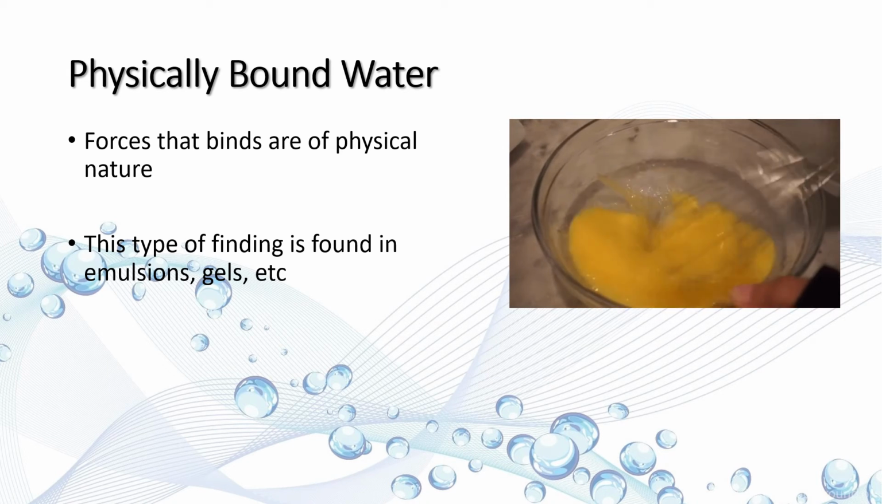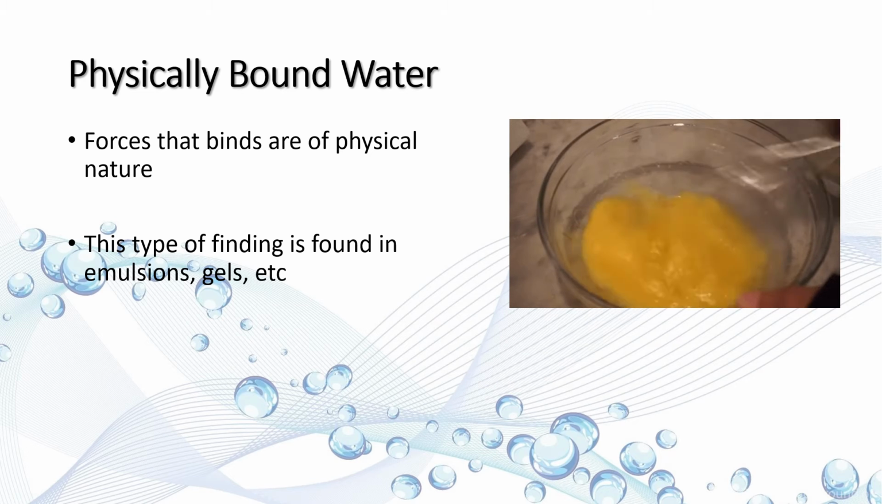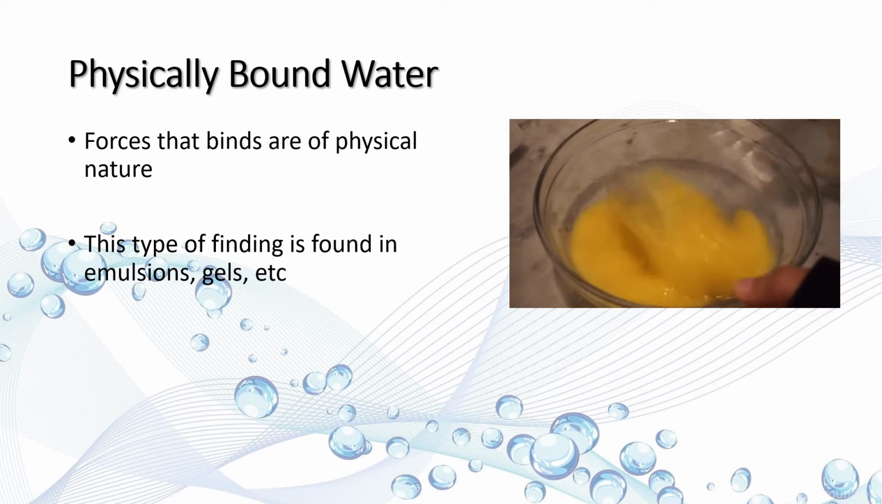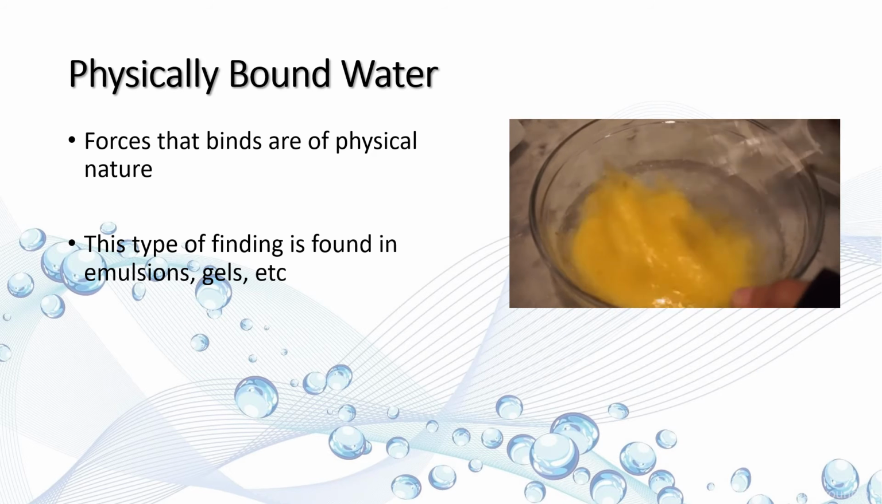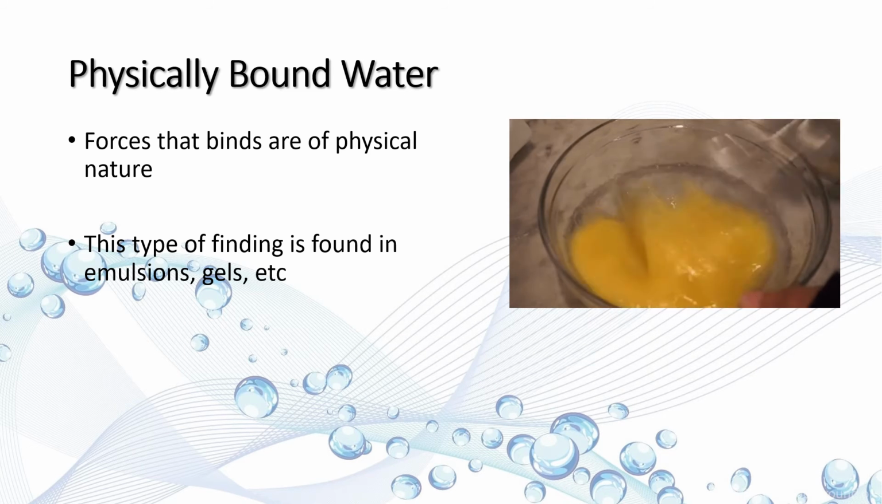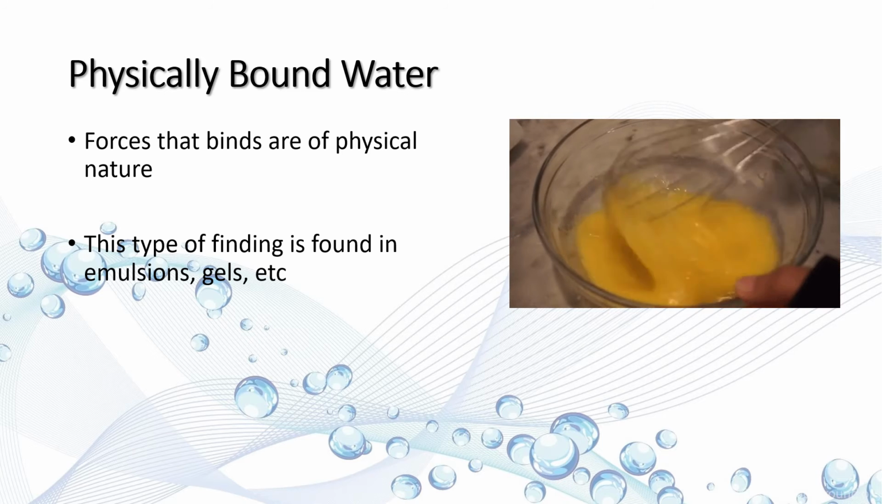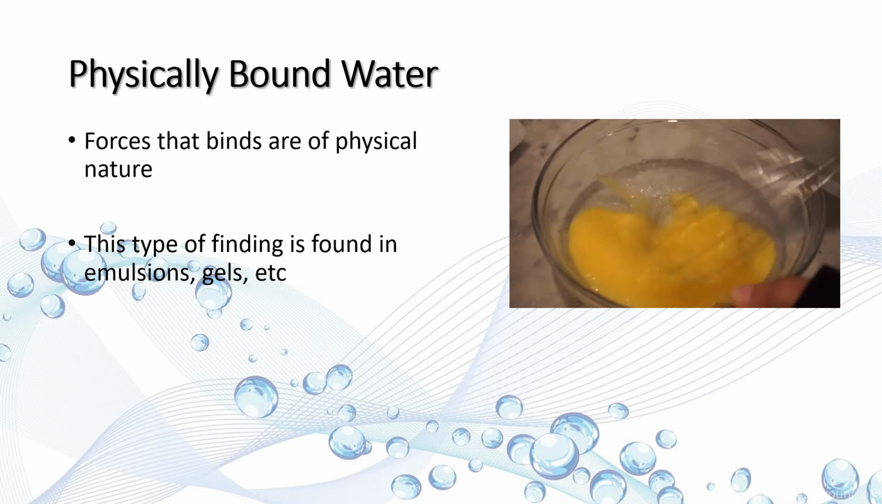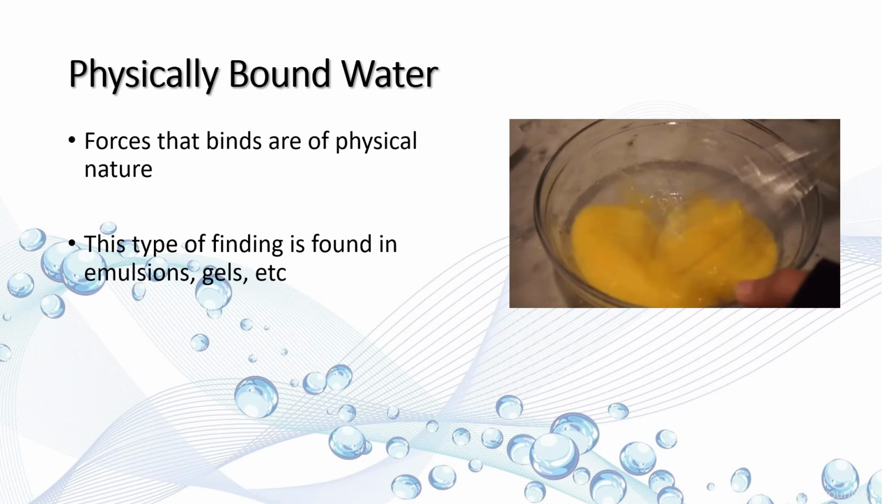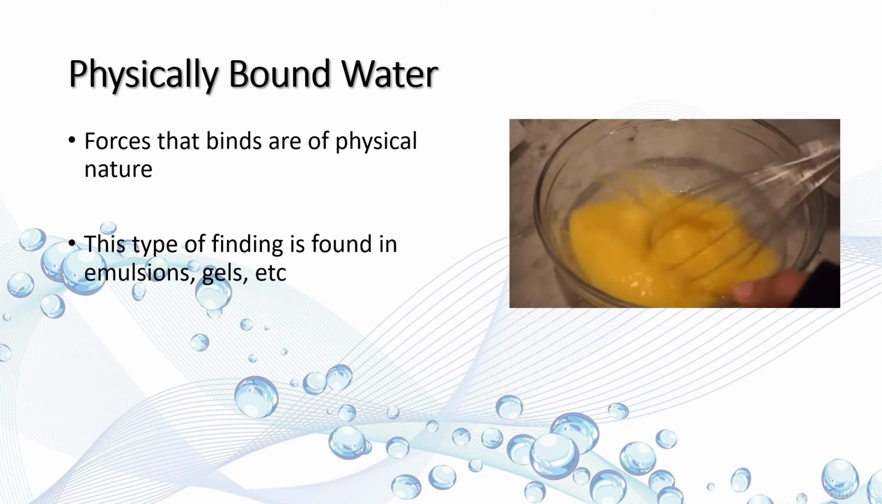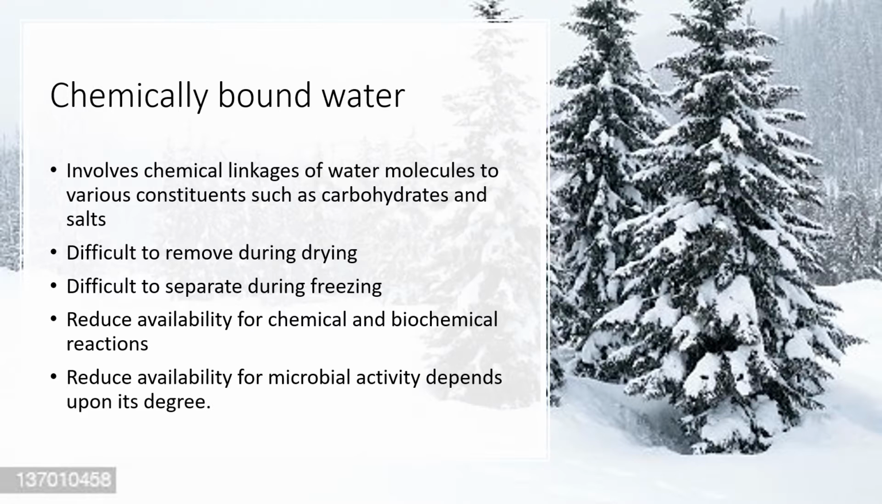Physically bound water is the water that is bound to the food by physical forces. This type of physically bound water can be found in emulsions or gels, etc. The most common example is mayonnaise, in which we vigorously beat the egg whites with the oil so that the water in the egg white is actually physically bound to the oil.